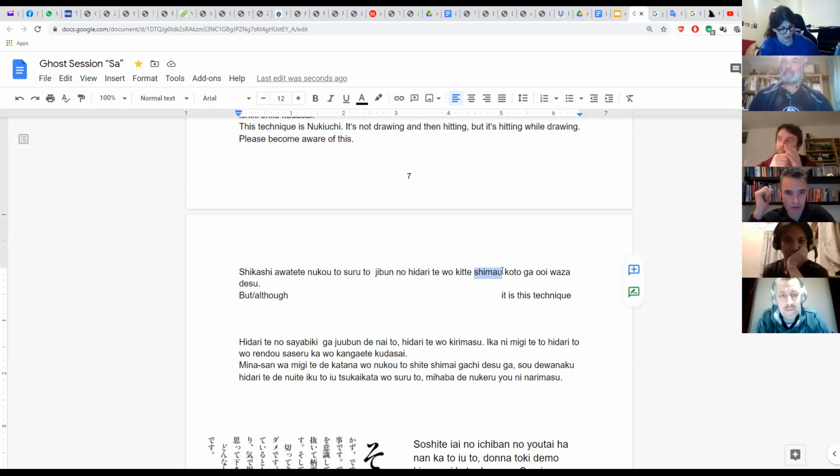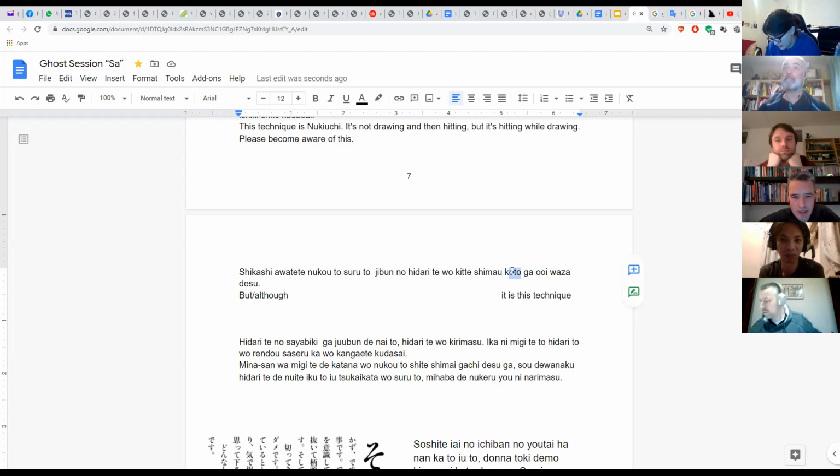And damn it, I don't understand the meaning of the sentence. Okay, all right. Let's summarize what we've got so far. So jibun no hidari te o kitte shimao koto. So the cutting of your left arm. Ga oi waza. So this is a technique where there are lots of cases of cutting your left arm. So this was numerous cases. Yes. Yeah, but I understand that you cut your arm, but no, it's cutting with your left hand.